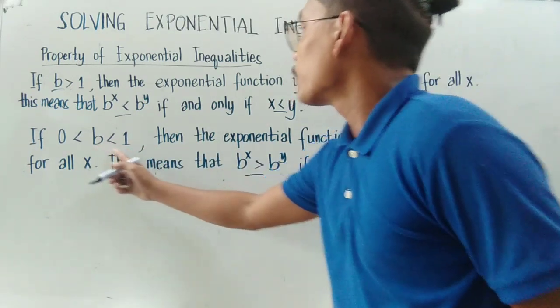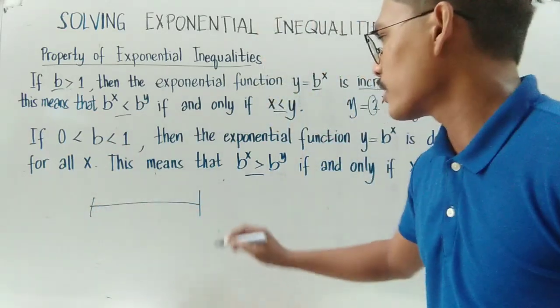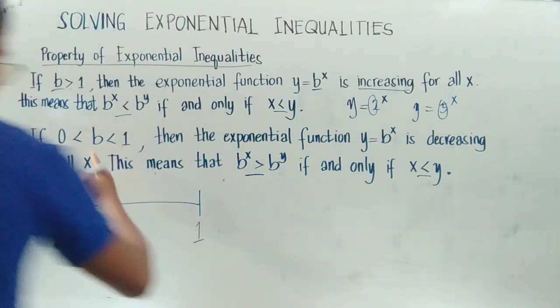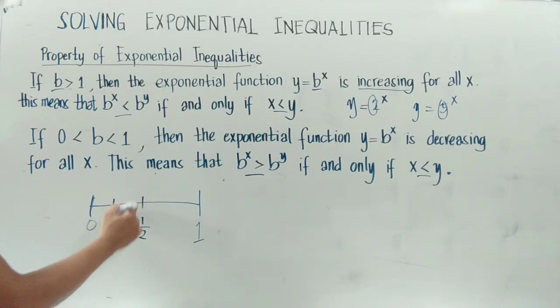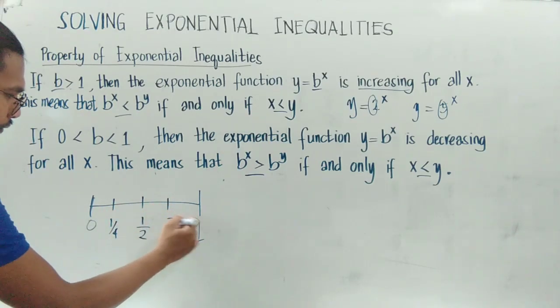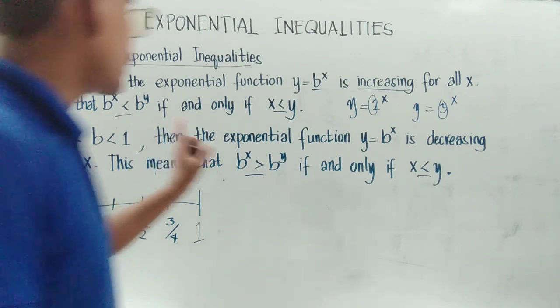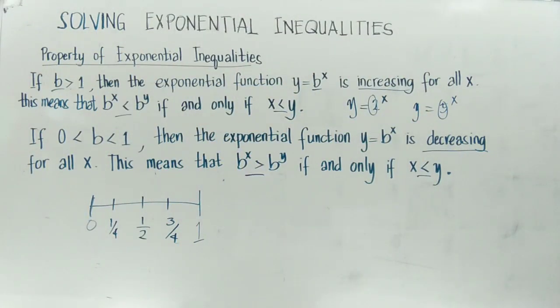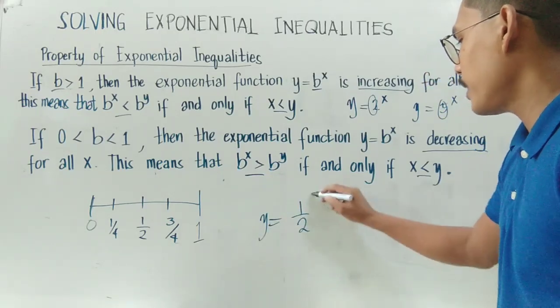Another premise of your property, we have b greater than 0 but less than 1. Let us understand this property using a number line. The numbers between 0 and 1 are, of course, in the middle: we have 1/2, 1/4, 3/4. It can be fractions or decimals. So on this premise of our property, where the trend is decreasing, the base can be a fraction.